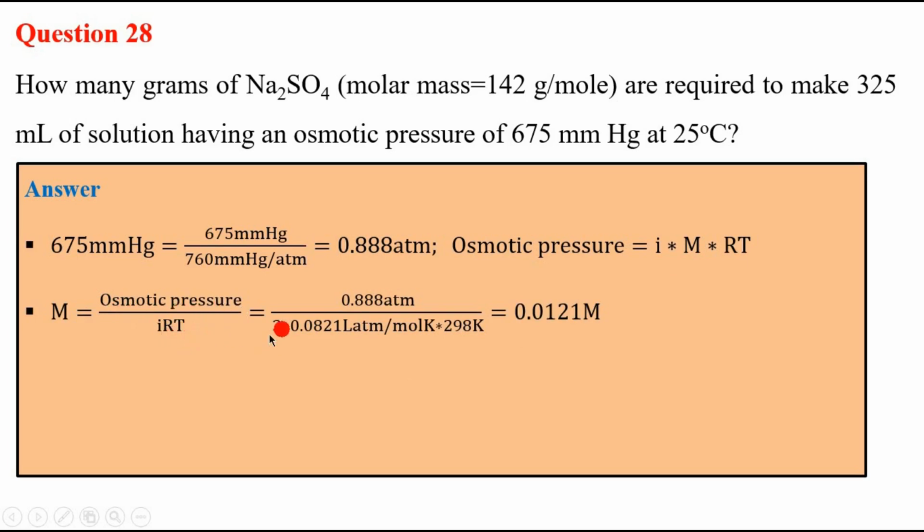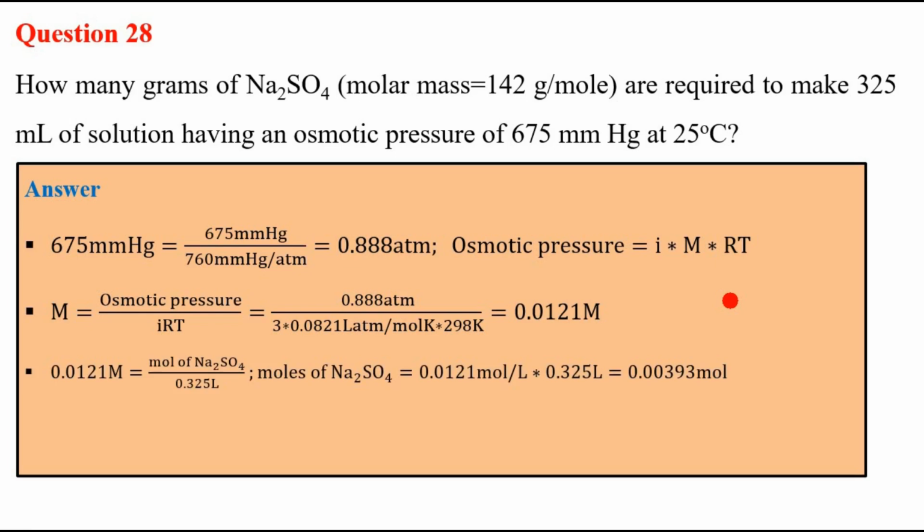What is this i? Because we have sodium sulfate, that means it is an electrolyte. It will give 2 sodium plus 1 sulfate, so the i, the van 't Hoff factor, will be equal to 3. Then the R, the gas constant, and the temperature. Then we have the molarity. After having the molarity, we can determine the number of moles.